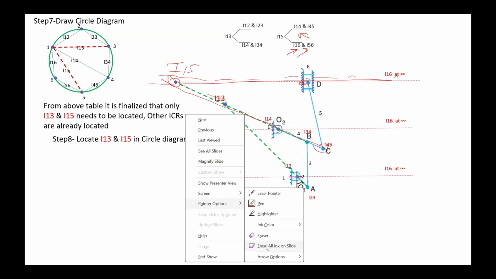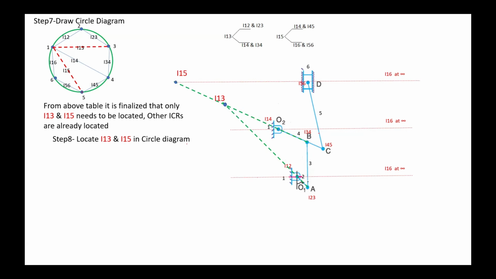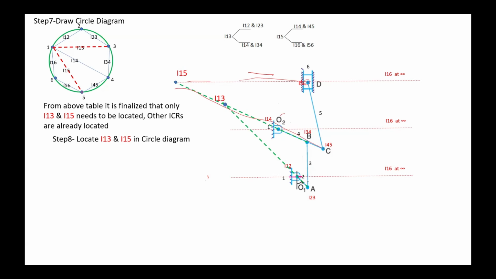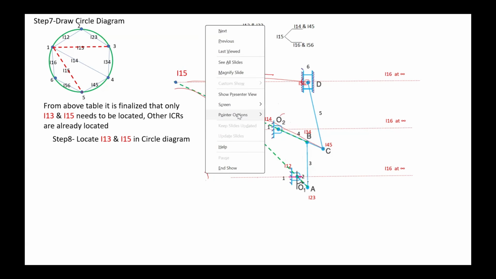See here, I15 is in line with the 16 and 56 ICR, and the second set is 4 5 and 1 4, this line. So we have located only those ICR which are required for the calculation. Now comes the calculation part. Calculation is more in ICR.